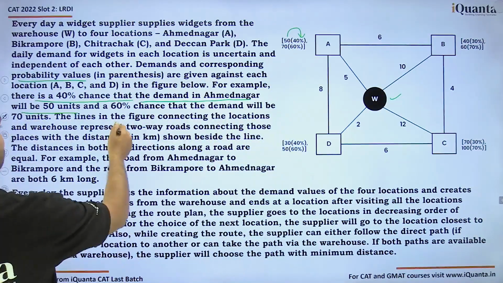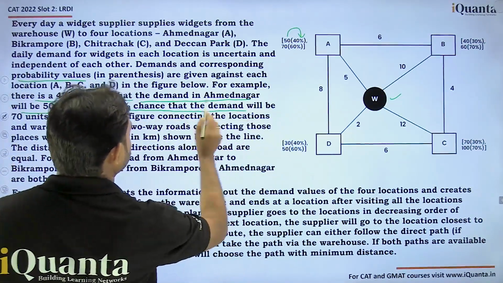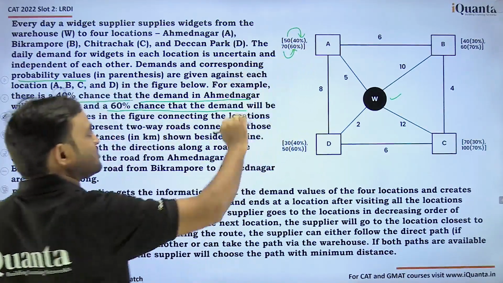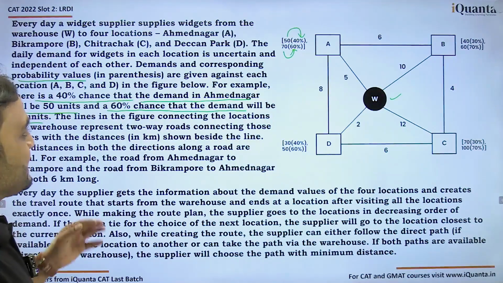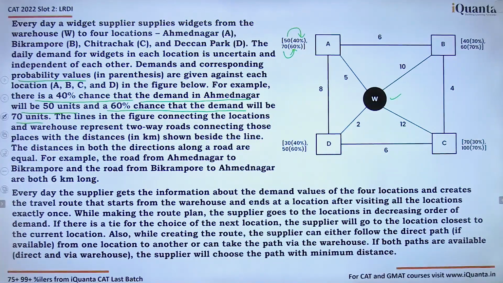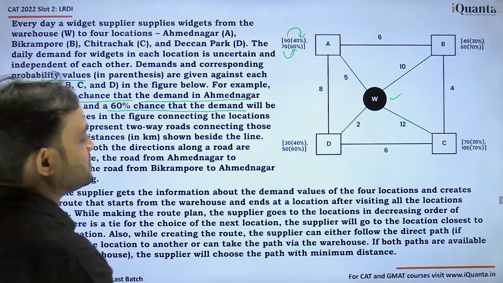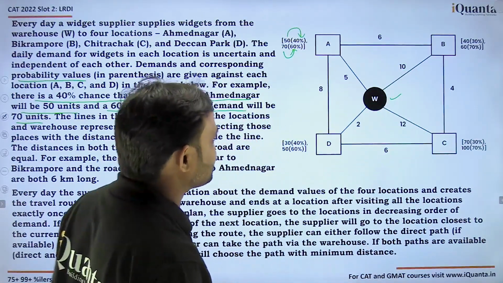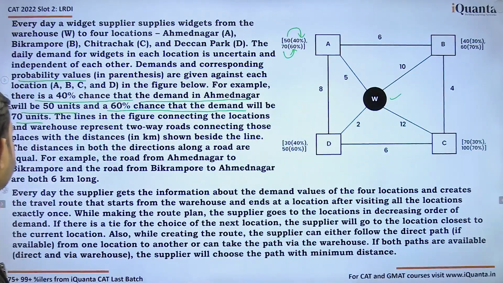And similarly, there is a 60% chance that demand will be 70 units, a 60% chance of demand 70 units in Ahmednagar. Let's say the lines in the figure connecting the locations and warehouse represent two-way routes connecting those places with the distances in kilometers shown beside the line. So with all the lines, there are some values given. These are nothing but the distances between two particular locations.